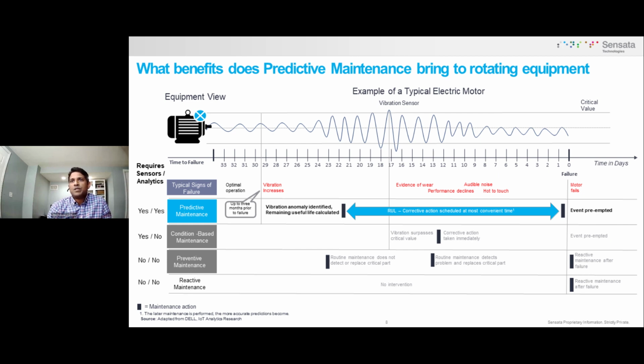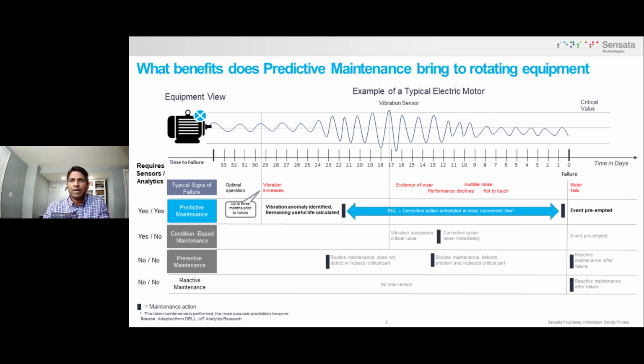And once a problem has occurred, then you will start seeing an increase in vibration. After time, you will start seeing evidence of wear, and then you will start seeing performance decline, then audible noise, and then it's going to be hard to touch. And then the motor fails.